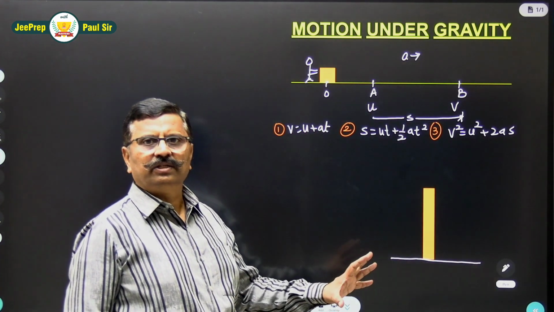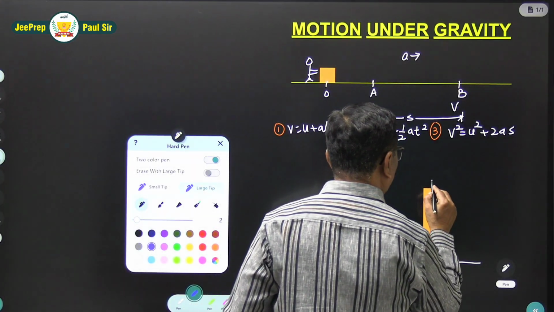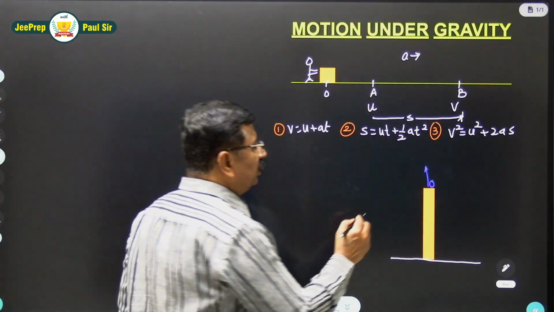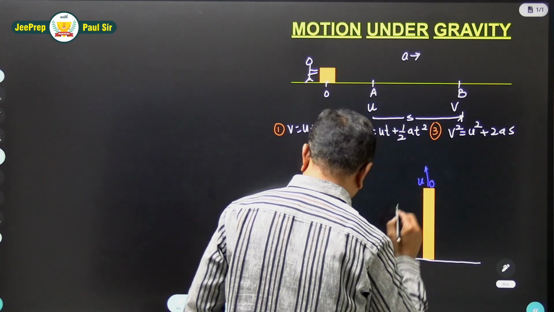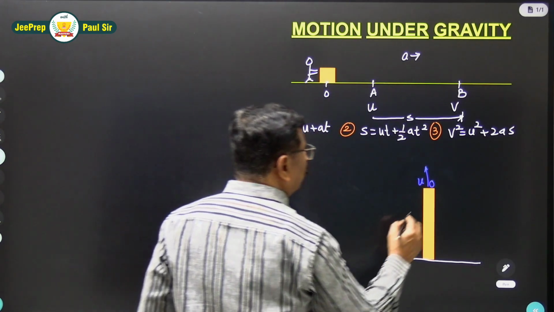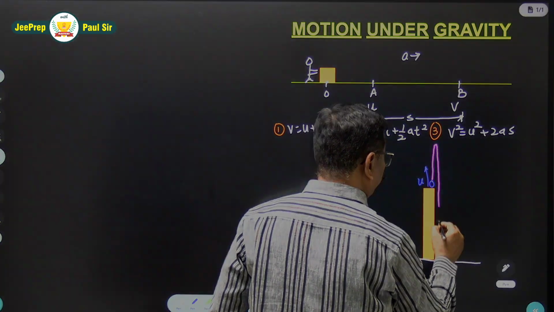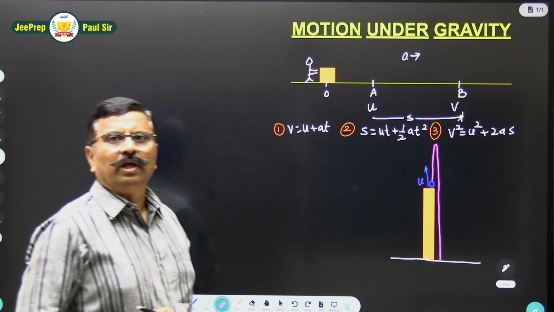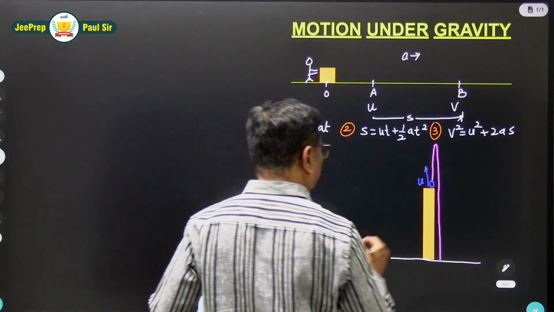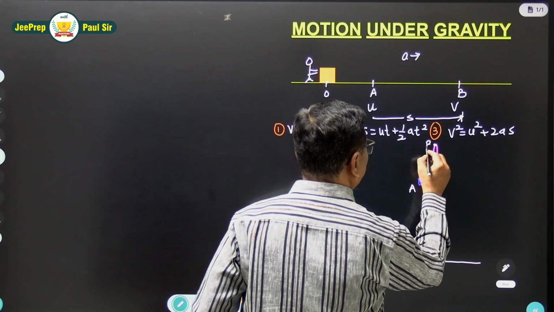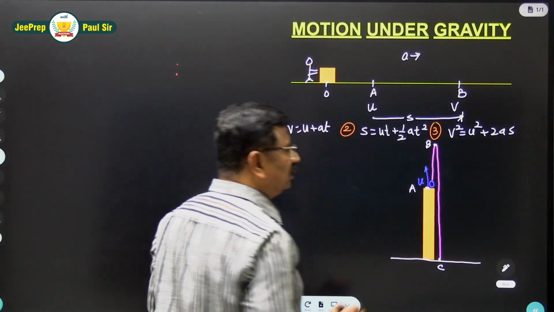Now suppose I release one body from a certain height, meaning this is the tower of height h, and the body is thrown up with certain velocity. So the velocity is u. Then what will happen? The body will attain a certain height and then it starts falling down. Now suppose this point is A, this point is B, and this point is C.